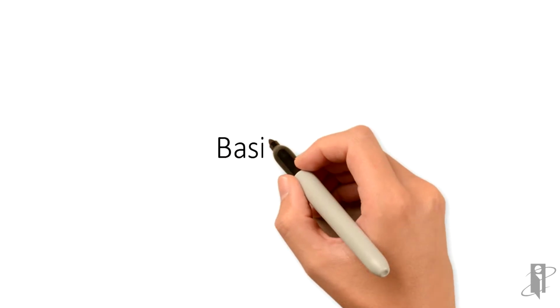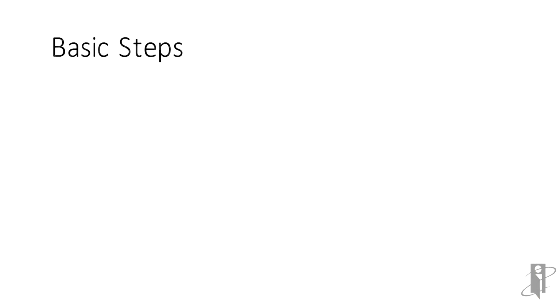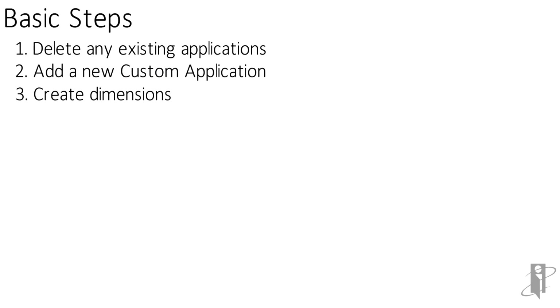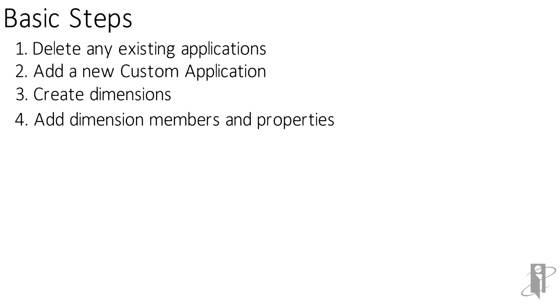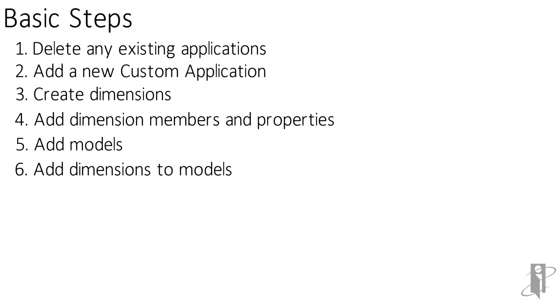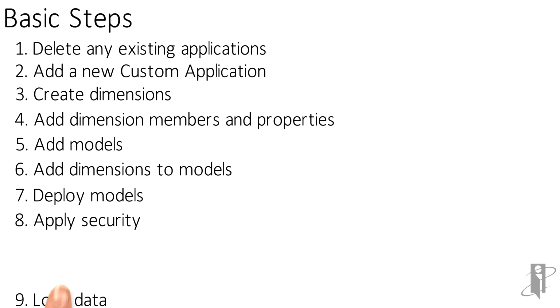The steps to creating a custom application are pretty basic. First of all, since you can only have one application at a time, if you have any existing applications, you'll need to delete them. Let's say you have a sample application that you've been playing with. Once you delete your existing applications, you can add your new custom application. Then you'll need to create dimensions, the dimension members, and associate properties with them. You'll need to add up to 5 models per application. Then you'll choose which models you want to add your dimensions to.